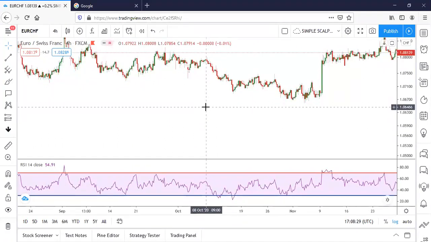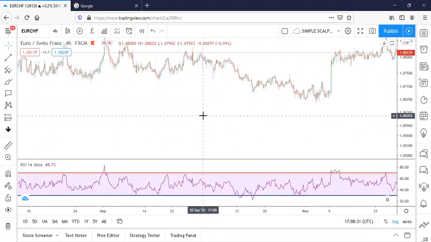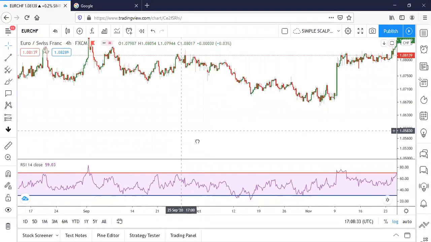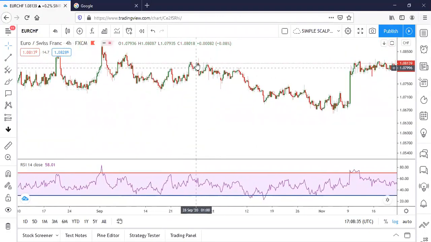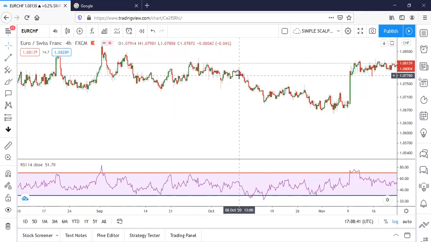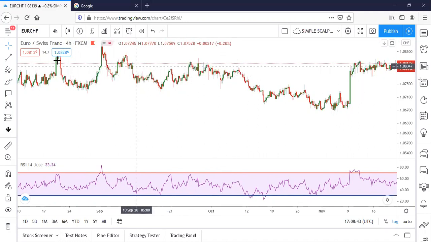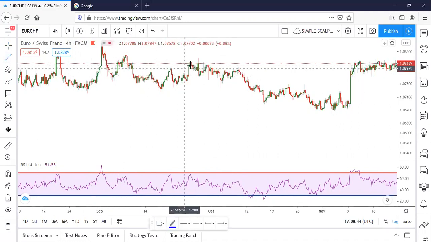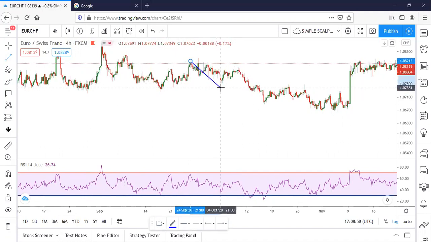Let me try to spot good divergence for us in a trend. I think I can see one here, but it's not perfect enough. Okay, let's use something like this. Okay, I think we have, let's say this is a trend, a sharp move right here.